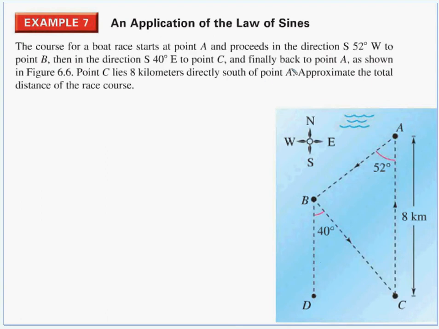When we're at point C, finally we go back to point A. We just head straight north, and that is 8 kilometers to the finish line. Approximate the total distance of the race course. So what they're asking us for here is the distance around. We've got this side is 8 kilometers. We need to find the two missing side lengths here, and then add them all up, and we can get the length of the boat race.